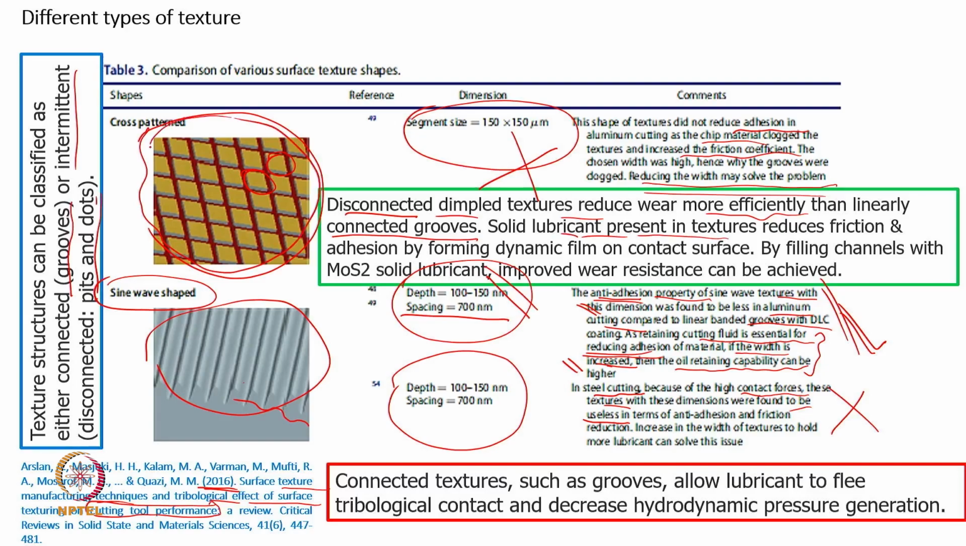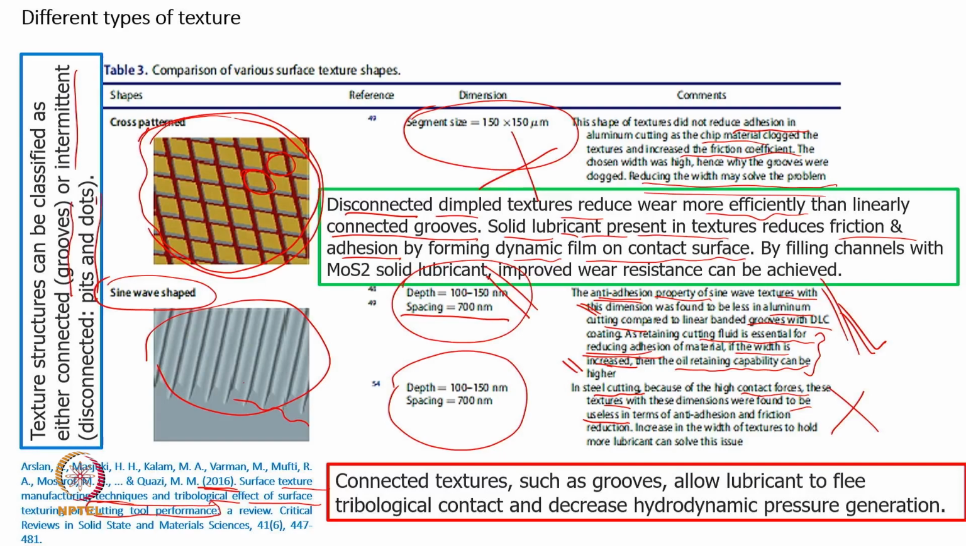Now, if I embed solid lubricant in that, it will act very nicely. So, the coefficient of friction will come down significantly, and even the wear rate will be significantly down, because the solid lubricant will be sticking to the opposite surface, and the wear rate will come drastically down. So, that is why we say the solid lubricant present in the texture reduces the friction and adhesion by forming a dynamic film on the contact surface. So, we do texturing and embed some sort of solid lubricant.